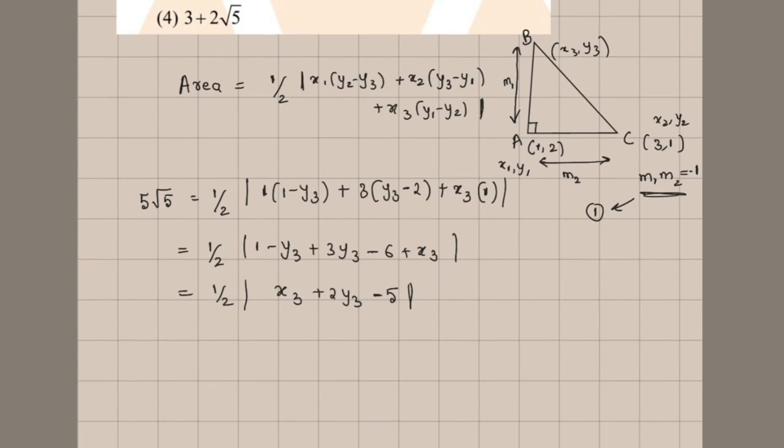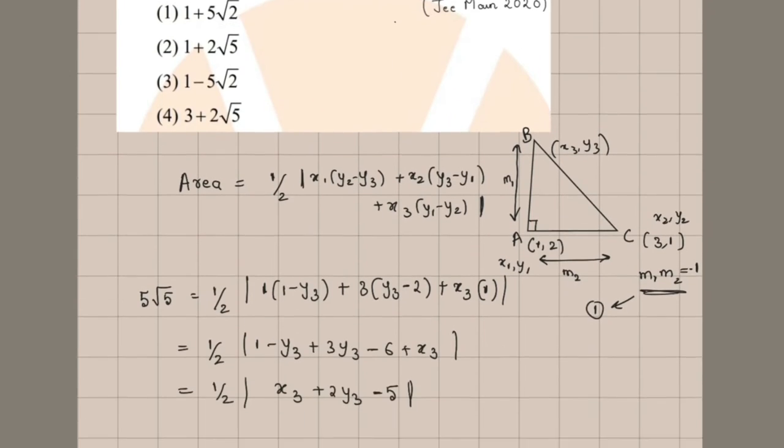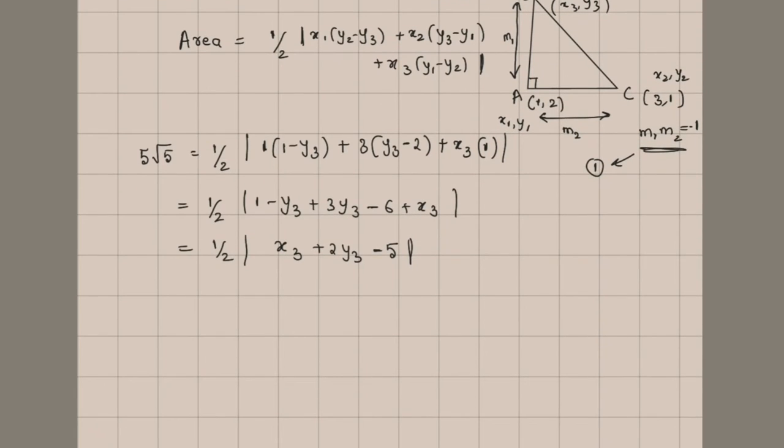So this is equation 1. And now if you take the slope of AC, slope of AC is nothing but 1 minus 2 by 3 minus 1, which is minus 1 by 2. So slope of AB equals 2. Am I correct?